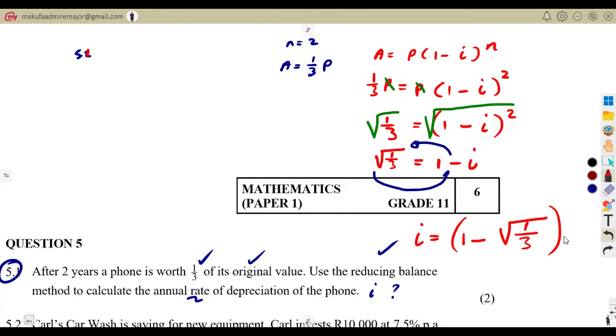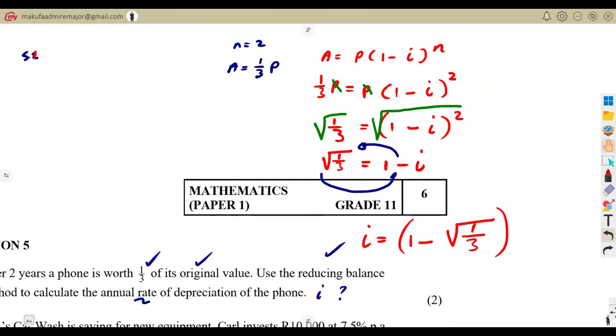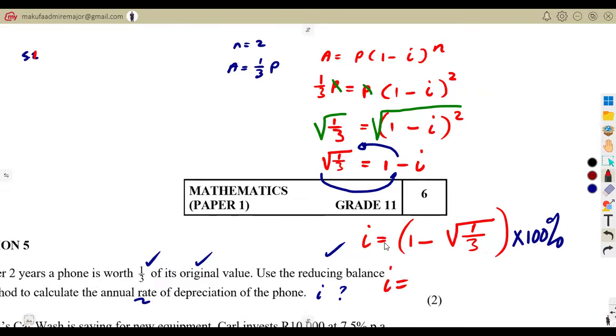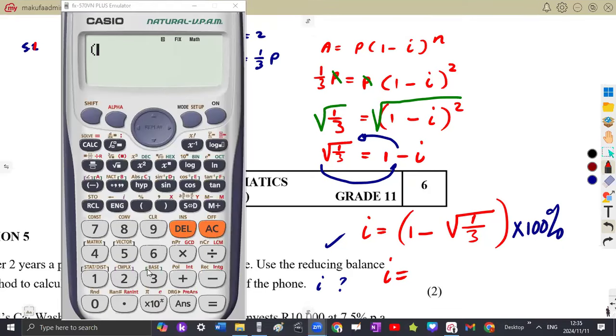Knowing that I is a percentage, so whatever you're going to have here must be multiplied by what? By 100%. The rate that you're talking about there is a percentage, guys. So whatever we are going to have is multiplied by what? By 100%. So remember, we fixed our calculator to 2 decimal places before. So that's 1 minus the square root of 1 over 3, like this.